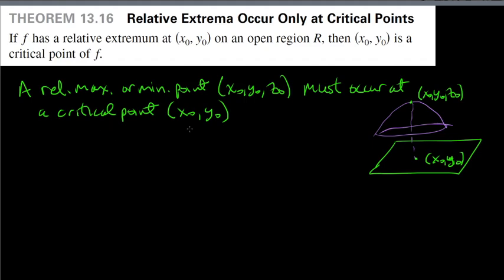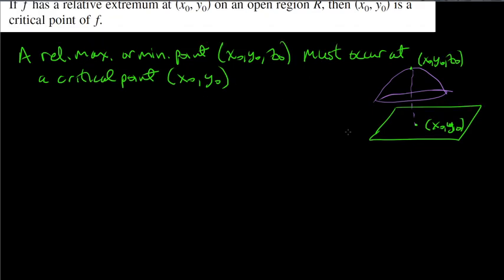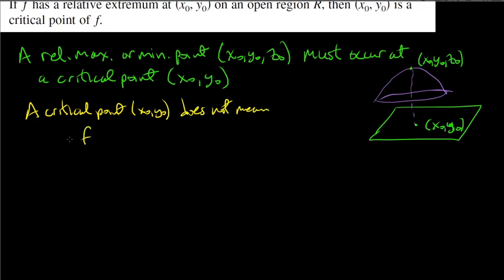But don't get this backwards. This does not say that a critical point gives you a maximum or minimum. In fact, that's not necessarily true. So a critical point (x0, y0) does not mean that the z0 is a relative maximum or minimum.